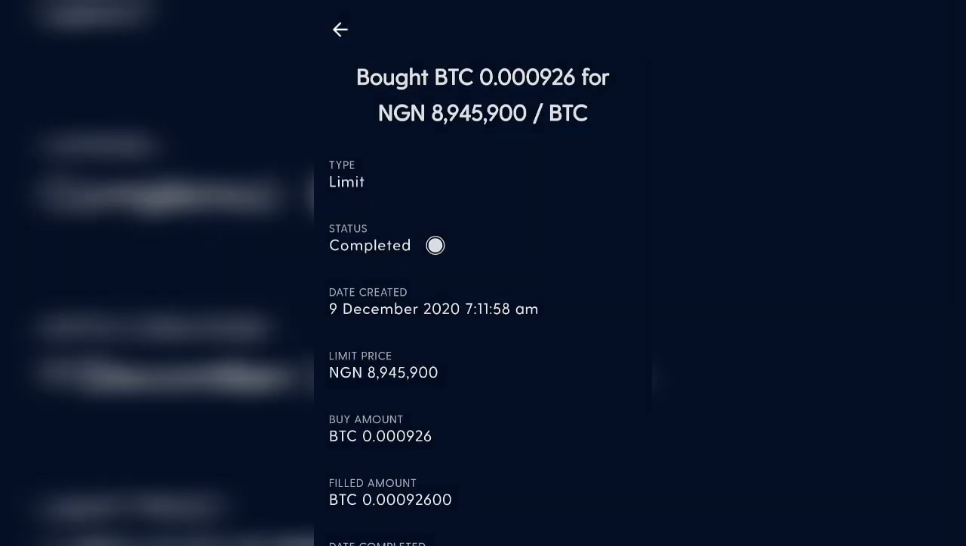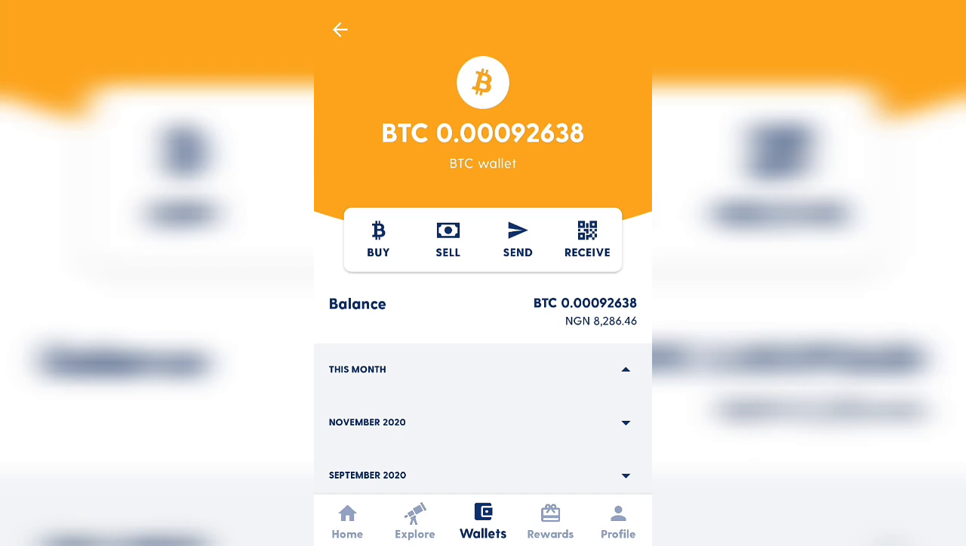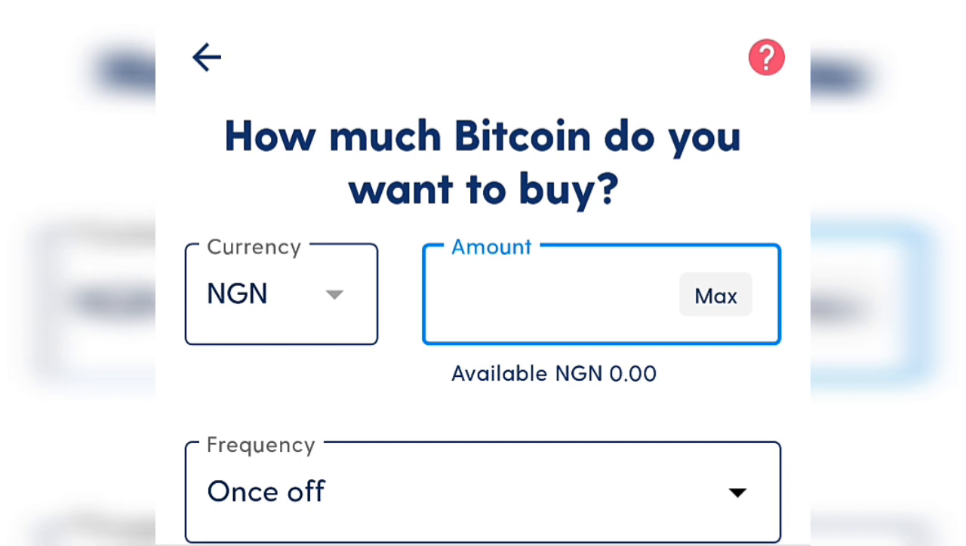I can go to my Bitcoin wallet. For the purpose of this video, this is my Bitcoin wallet. As you can see, the available balance right now is 8,286. I was charged no fee at all when buying through the Luno exchange. But if you don't want to use the exchange and you want to buy directly from your Bitcoin wallet, that means you want to just buy it directly on the standard platform, you can click on buy right here. When you go through this process, you would be charged a fee.